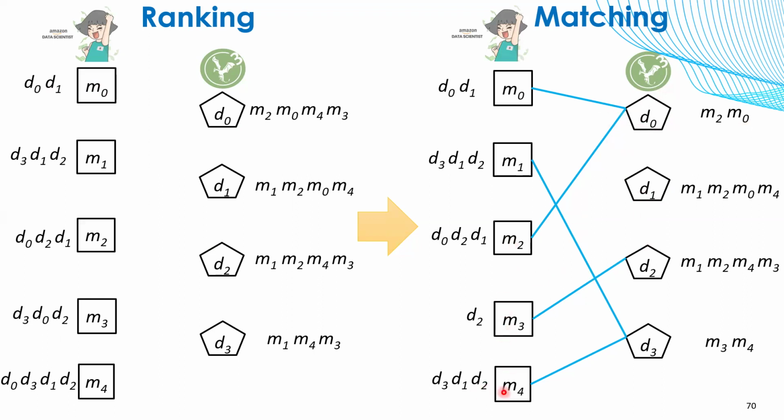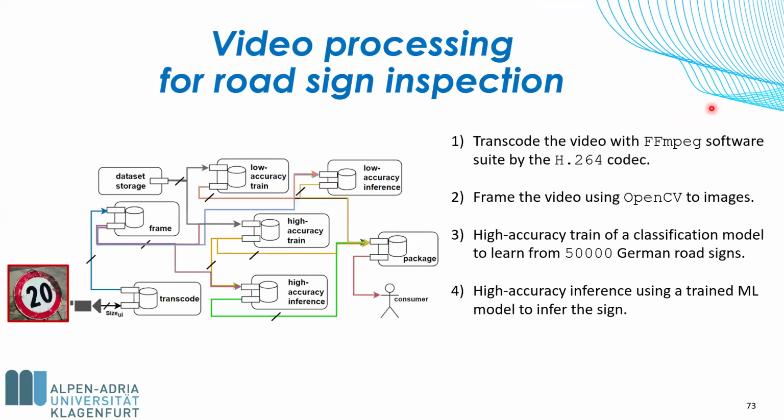While the other microservices, for example, M4, have been matched to D3 because D0 does not have enough capacity for its other ranked microservices. To evaluate this method, I designed a video processing application, encompassing a transcoding microservice, framing microservice, high accuracy training, and inference of the object in the frame consisting of the traffic sign.